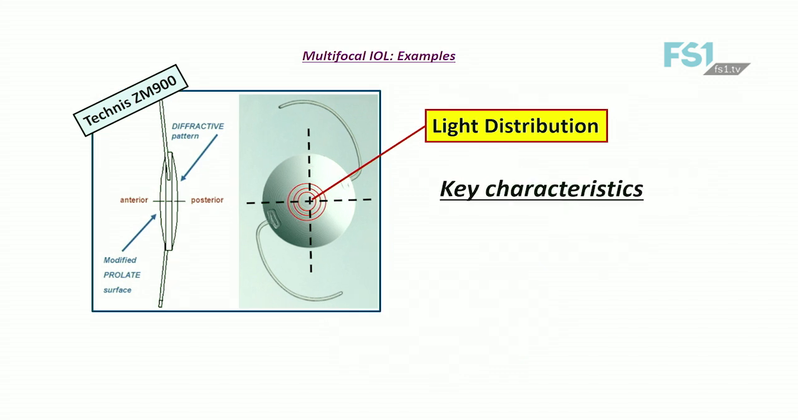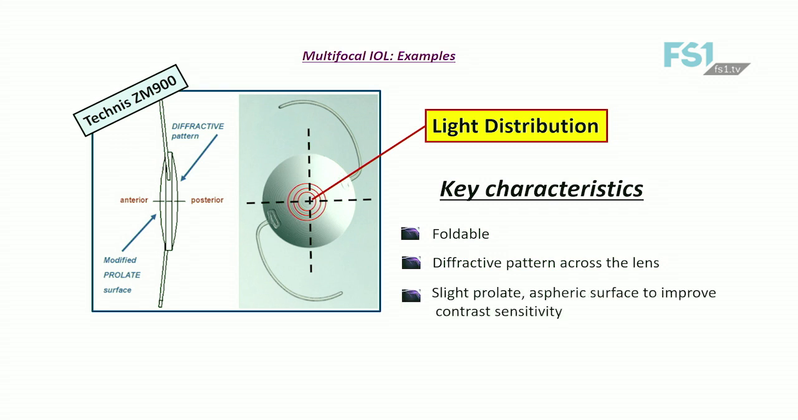The key characteristic of this lens is that it's a foldable lens with a diffractive pattern across the lens, so the whole surface of the lens has its refractive power, and it has a slight prolate aspheric surface in order to improve contrast sensitivity, and excellent PCO performance, posterior capsular opacification, which is also one of the problems after intraocular lens implantation surgery.